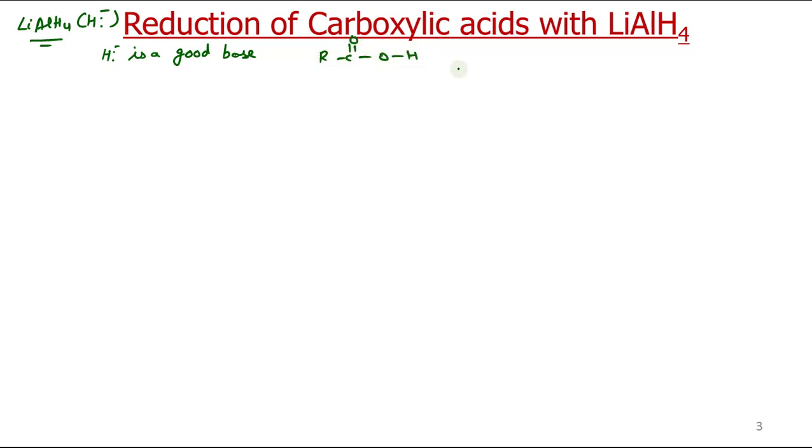RCOOH, these protons can easily be removed to give you RCOO negative plus H positive, because carboxylic acids act as Bronsted acids, so they can easily give a proton to give you a carboxylate anion plus proton, because they are acids. So why are they acids? What is their acidic strength?